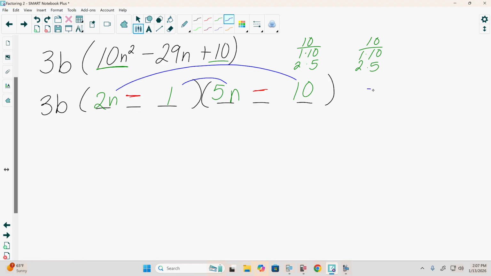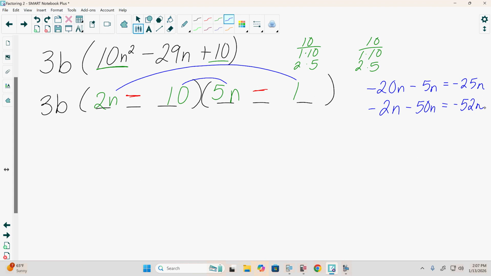2n times negative 10, 2 times negative 10 would be negative 20n. Negative 1 times 5n would be negative 5n. Negative 20n minus 5n would be negative 25n. Is that the middle term we wanted? Now we can switch to 1 and 10 and try again. 2n times negative 1 would be negative 2n. Negative 10 times 5n, negative 10 times 5 would be negative 50n. Negative 2n minus 50n would be negative 52n.